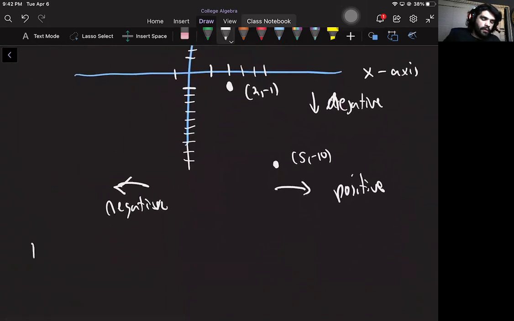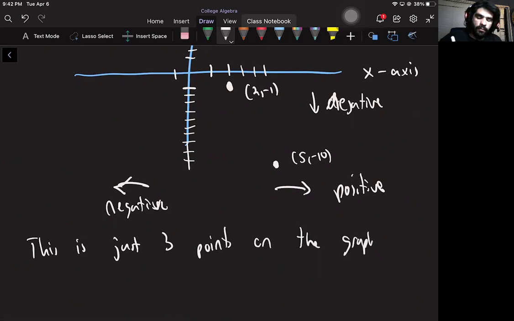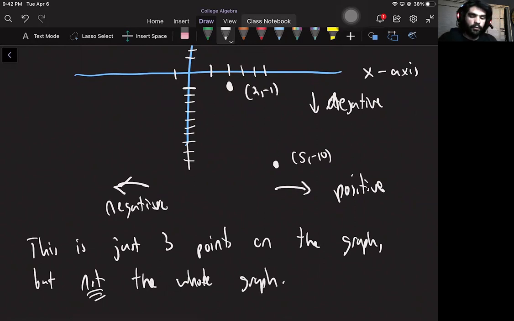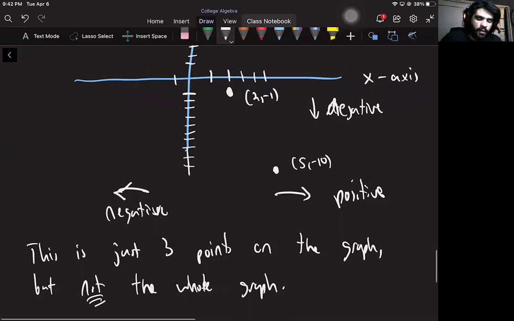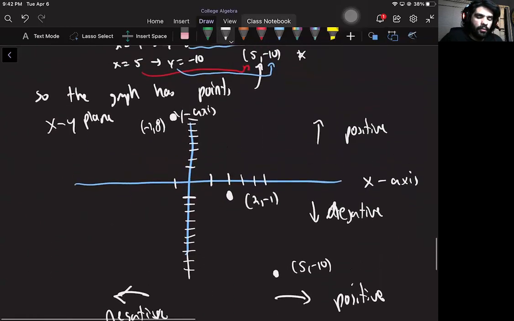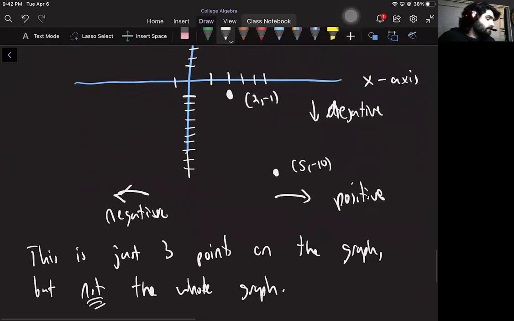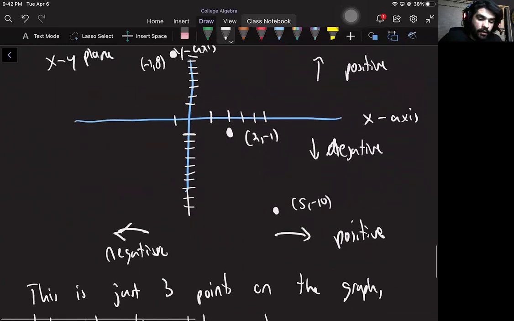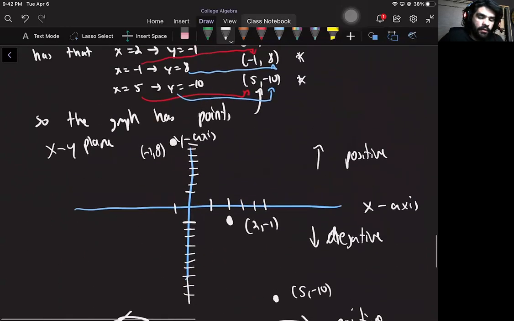So this is just 3 points on the graph, but not the whole graph, just to keep that very clear. That's all we're going to do for now, just graph a few points. We're not going to try to graph the whole graph, but there are many more points on the graph. And there are lots of points that are not on the graph, so we can also do that.